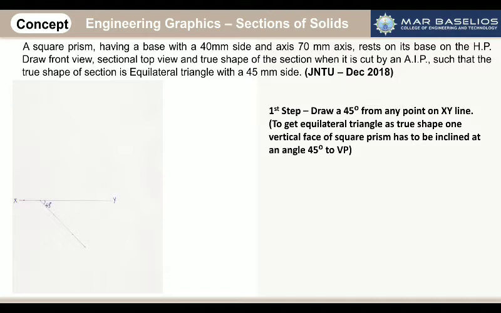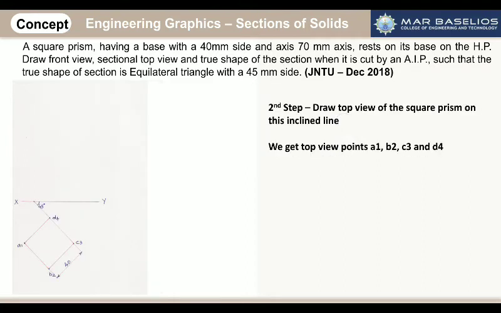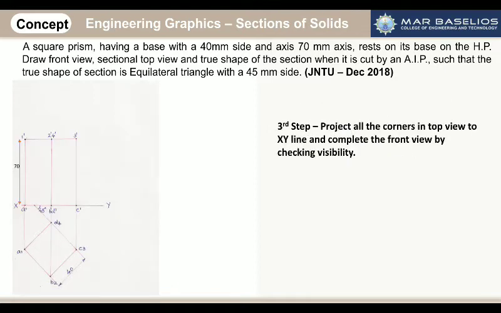So in order to make it equally inclined, as usual, you start with a 45-degree line from the XY line, and on this inclined line you draw the top view of our square prism, and we will be getting our corners A1, B2, C3 and D4. The base edge is 40 mm. As usual, you can project all these points towards the front view and then draw the front view by checking the visibility. The height is given 70 mm and you will be getting these points in the front view also.